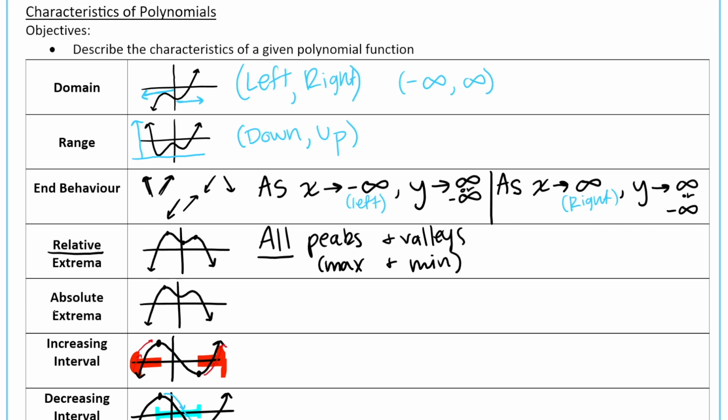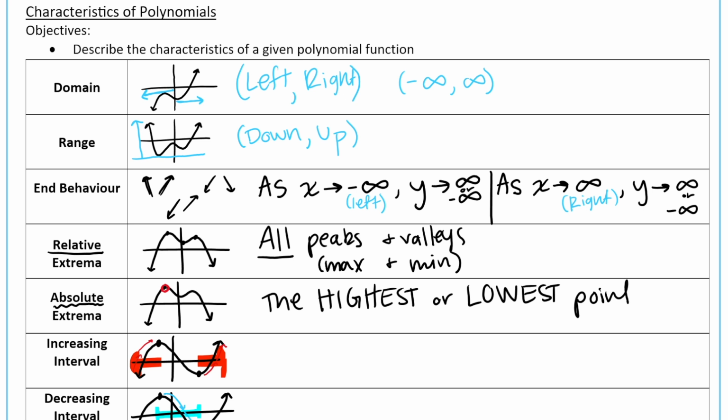For absolute extrema, we are talking about the actual absolute highest or lowest point. So in this little graph, we only have one. It is the highest or lowest point on your graph.